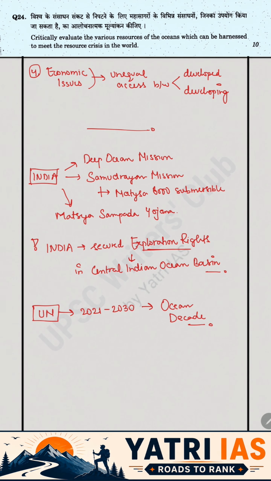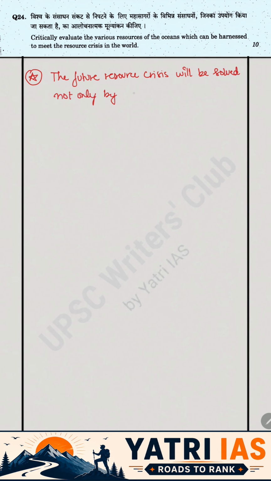So after mentioning these certain pointers in your answer, you would conclude your answer. The future resource crisis will be solved not only by exploiting oceans, but by sustainably governing them. So this is a very concise and crisp conclusion as well.